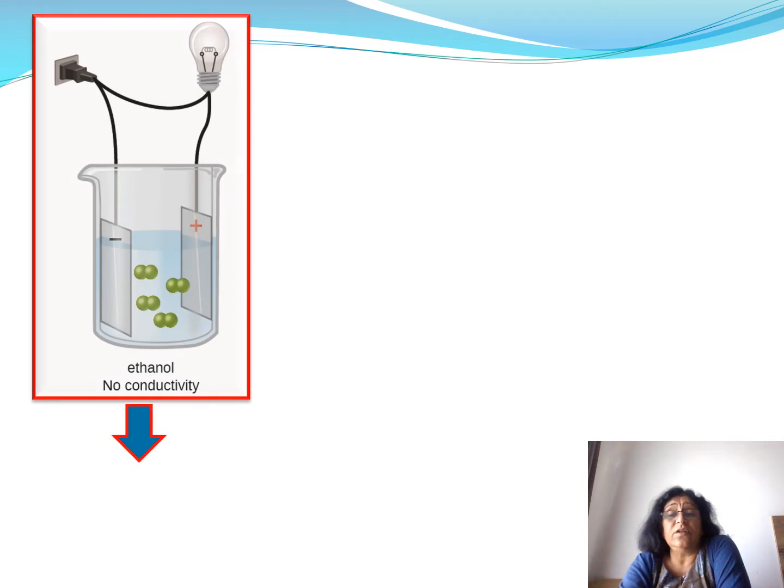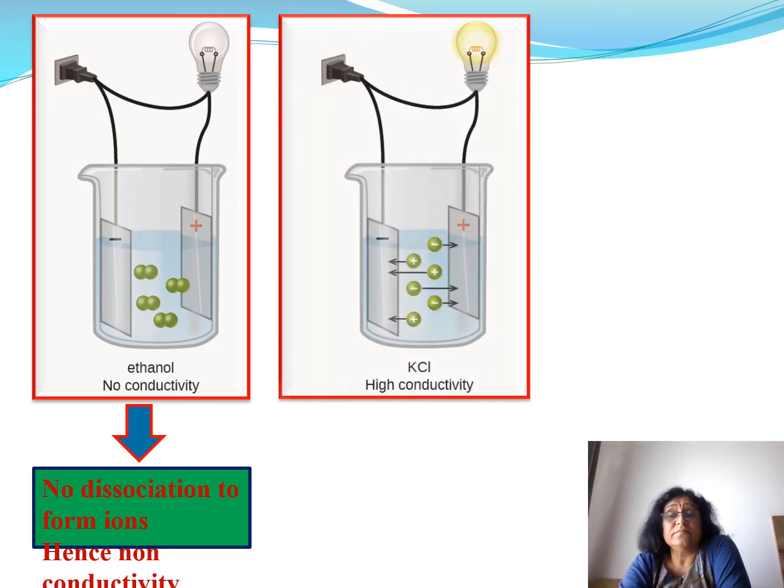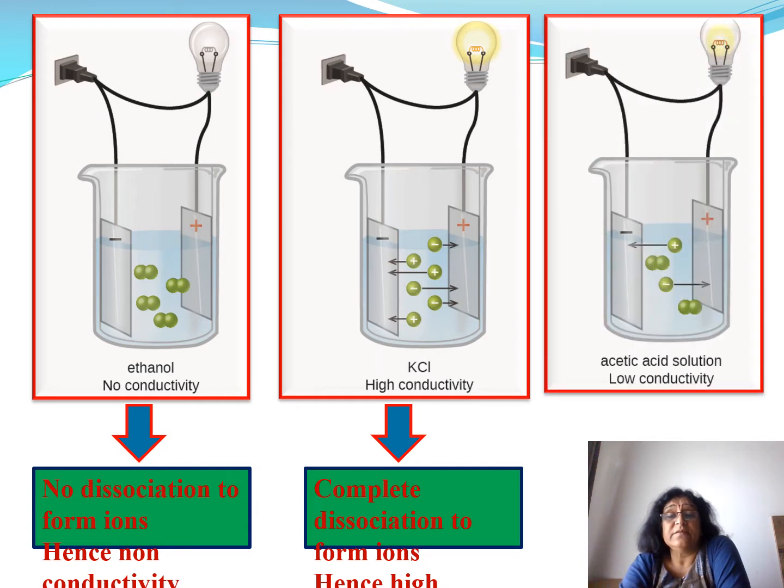So here this is ethanol. In ethanol there are no ions and no conductivity because there is no dissociation of ions, hence it is non-conducting. Next is KCl. KCl is a strong electrolyte, so there will be complete dissociation to form ions, hence the conductivity will be high. Third example is acetic acid. Acetic acid is a weak acid. It is a weak electrolyte. It partially dissociates, so shows low conductivity.